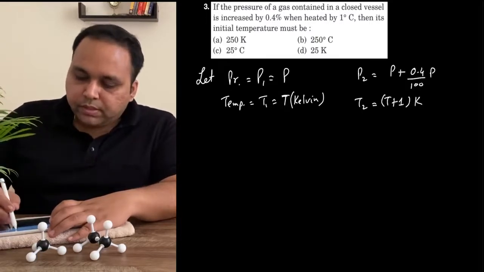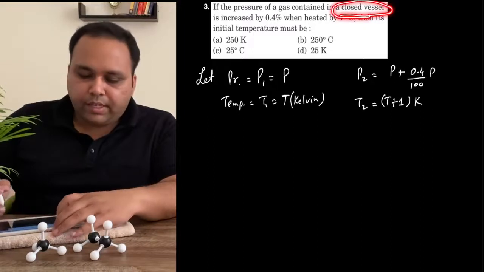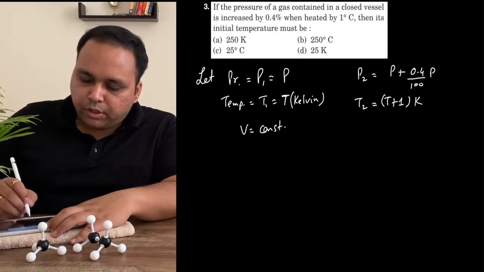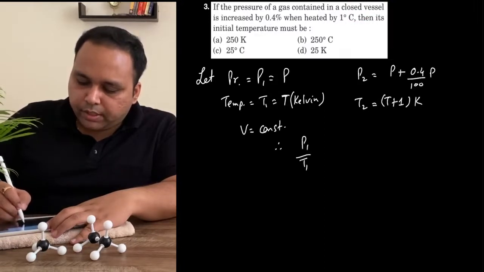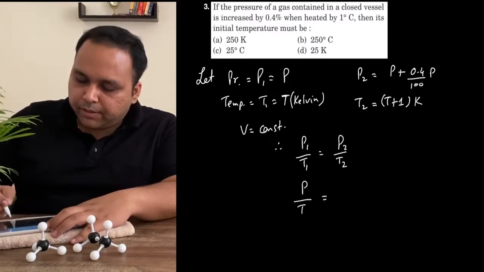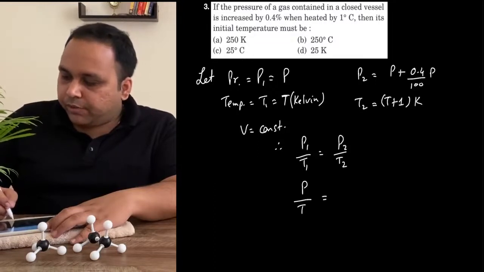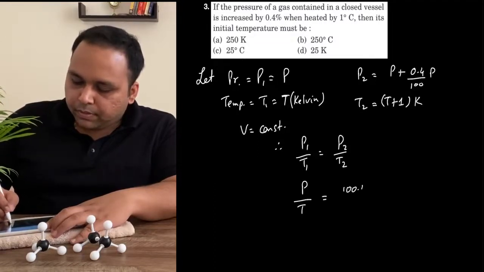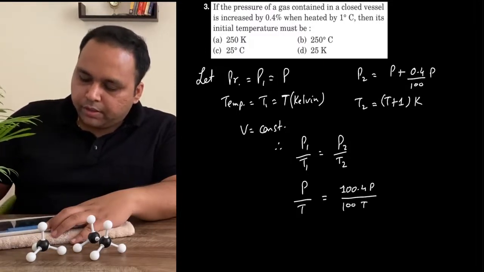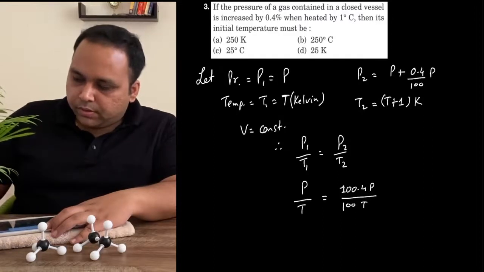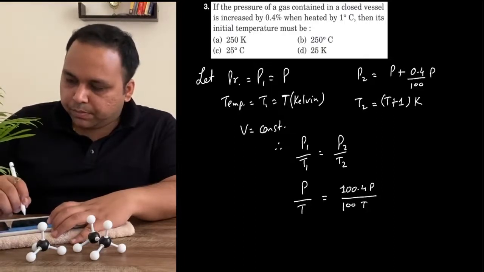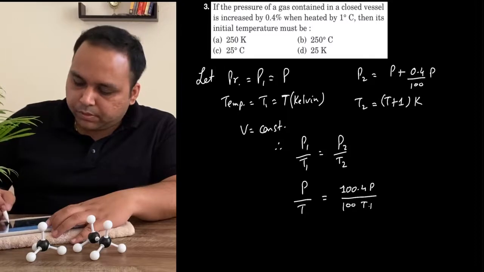Now, since the vessel is closed, we can say that volume is constant. Volume is constant, and because the volume is constant, therefore we can write P1 by T1 is equal to P2 by T2. P1 is P, T1 is capital T, P2 is 100.4 P upon 100. So we'll put the 100 down, upon 100 T. On solving this, 100.4 P, and this was T plus 1.